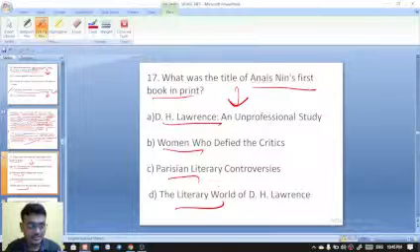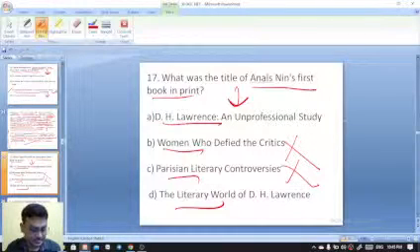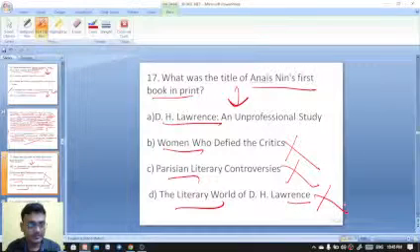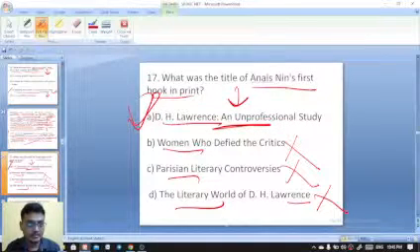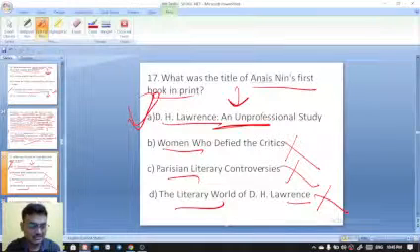Okay, it's not partial literary controversy. It's not women who defied the critics. It's not the literary world of D.H. Lawrence either. It is D.H. Lawrence, an unprofessional study.